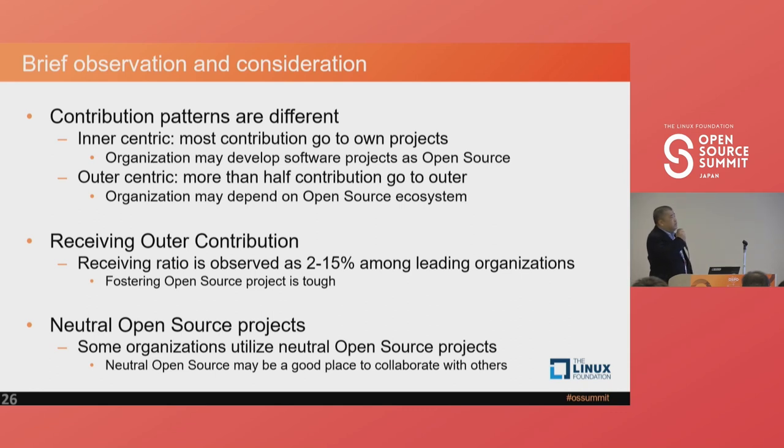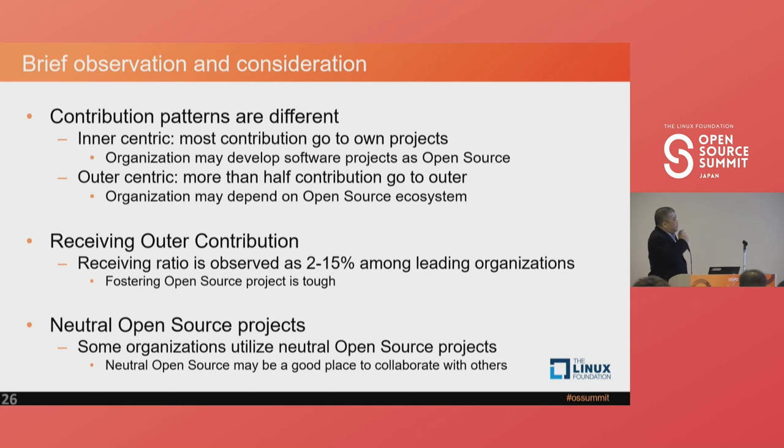And let's talk about a brief observation and consideration. Contribution patterns are different. Some companies are inner-centric. Most contribution goes to their own projects, and the organization may develop software projects as open source. And some companies are outer-centric. More than half of contribution goes to outer projects. The organization may depend on open source ecosystems.